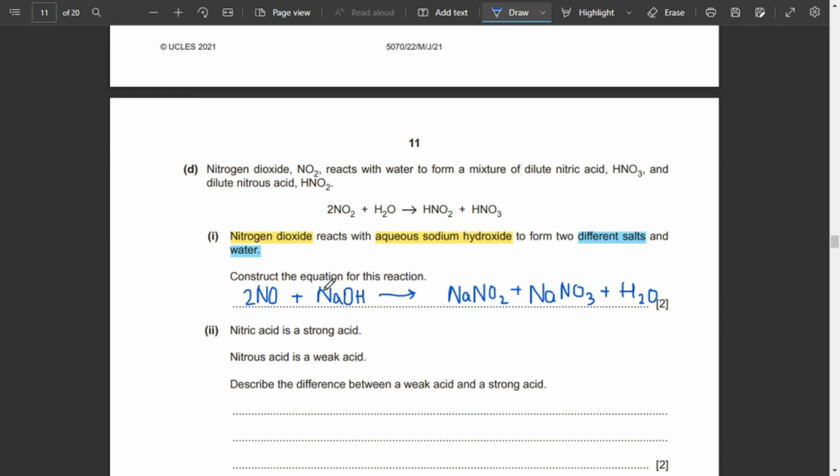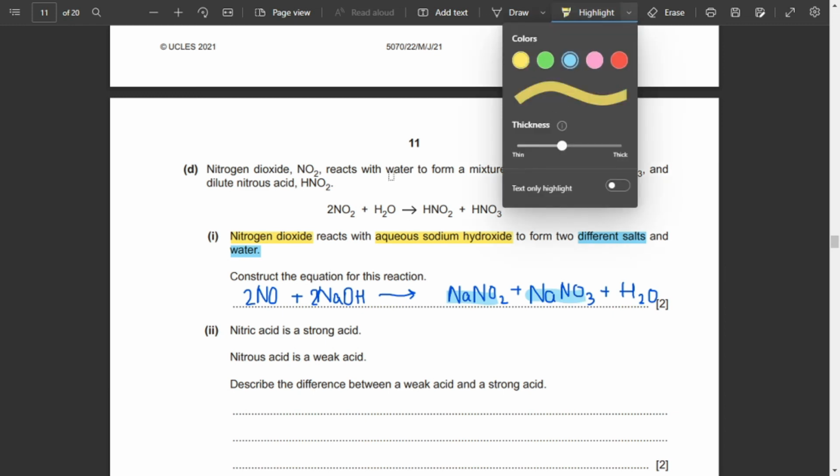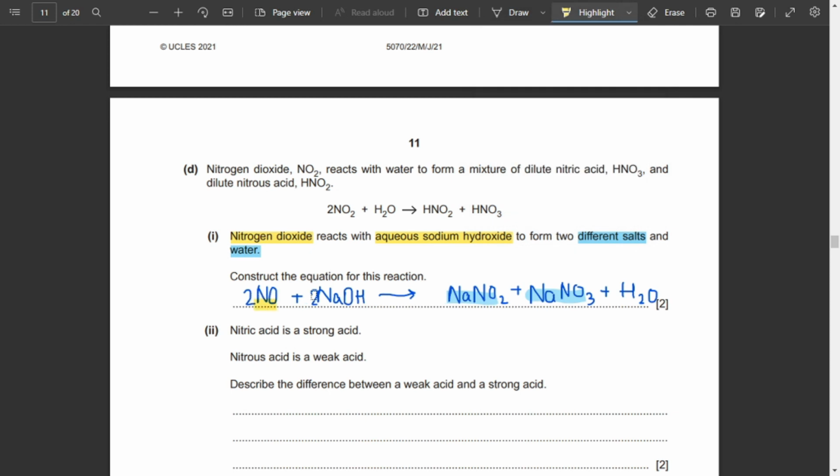Alright, yeah, so it's balanced. Over here we have our salts. These are the two different salts as per the requirement of the question. And the reactants are over here. So this is how you're supposed to do it, and this is water. That is also a product. Alright, so moving on to part 2.